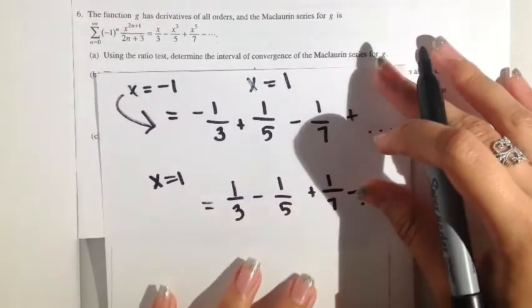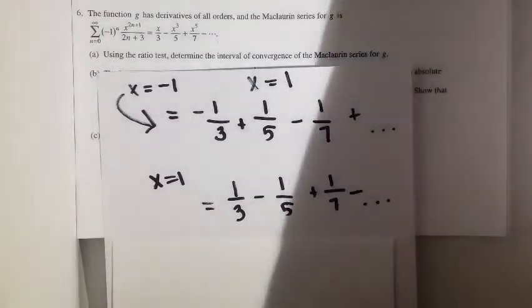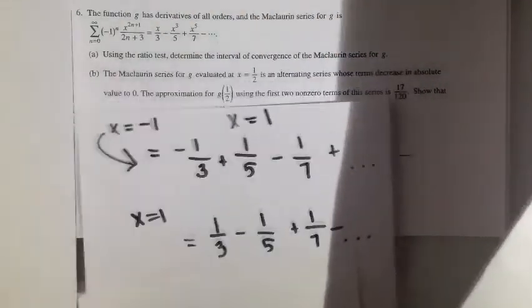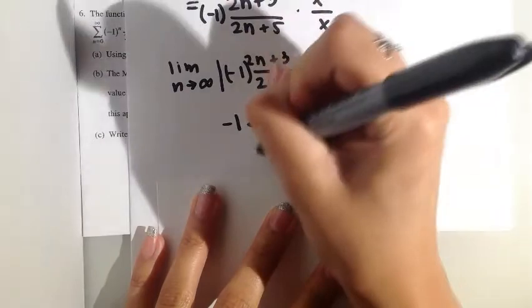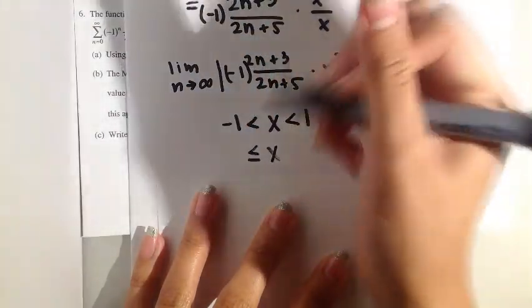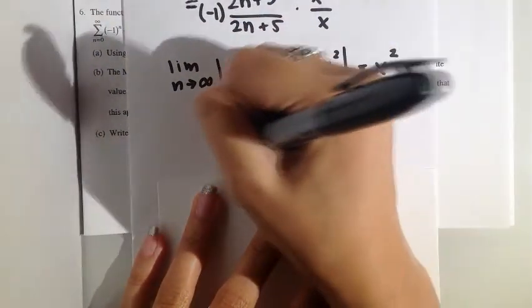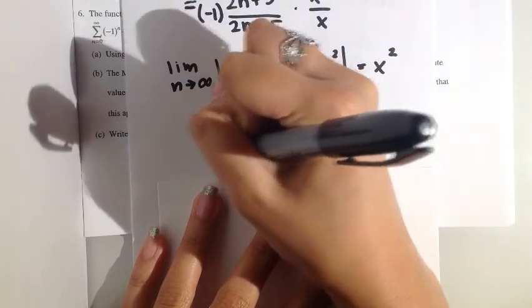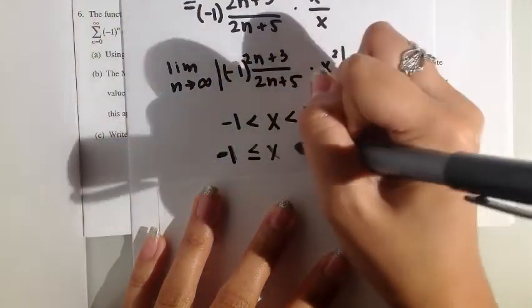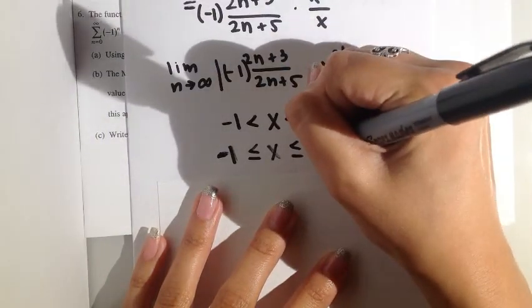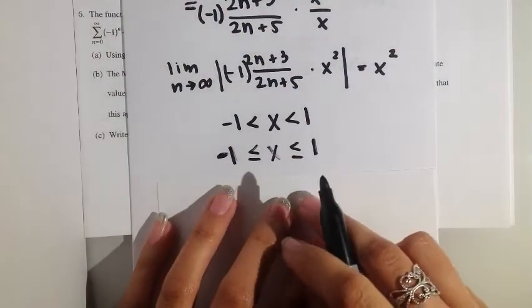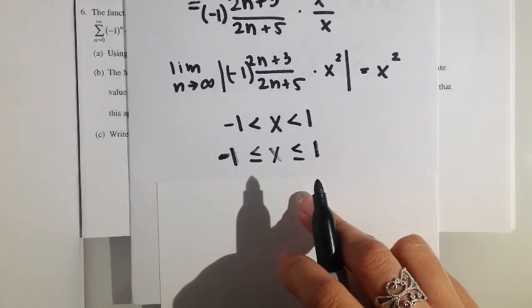Therefore, the interval of convergence for this series is x greater than or equal to -1 and less than or equal to 1. And there's your interval of convergence.